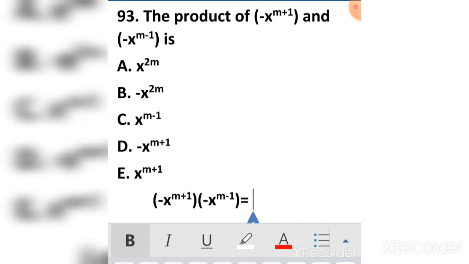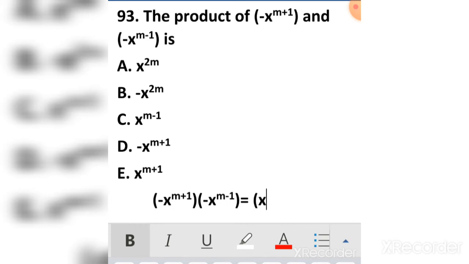So negative 1 times x to the power of m plus 1, times negative 1 times x to the power of m minus 1. Since negative 1 is being multiplied to both expressions, negative times negative equals positive. Then this expression will become positive, and this will become x, not negative x. Then add the exponents.